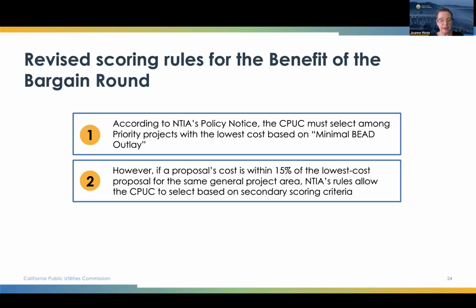However, it's important to note that if there are two priority projects competing with each other in the same general project area, and they are within 15% of each other's cost, the CPUC may then select based on secondary scoring criteria that are not cost-driven. So cost is the key determination in comparing two priority projects or two non-priority projects where there are no priority options. Cost is the key determination unless the lowest cost proposal is within 15% of the next lowest cost, in which case the selection can be made based on secondary scoring criteria.